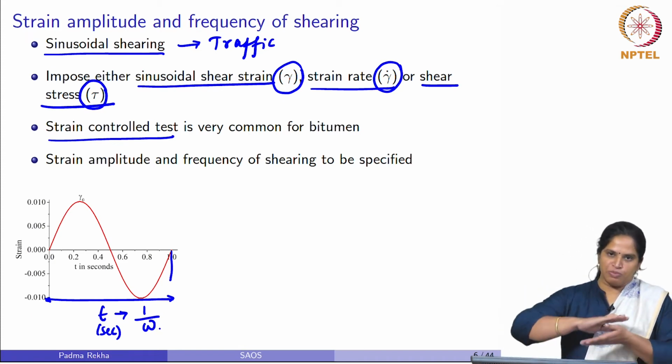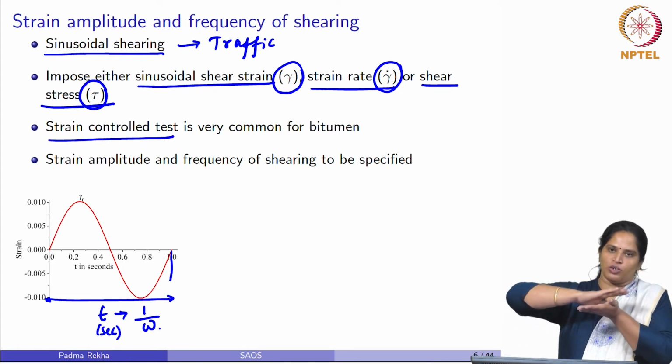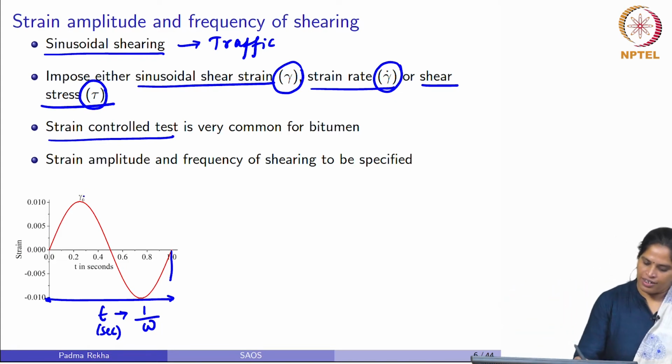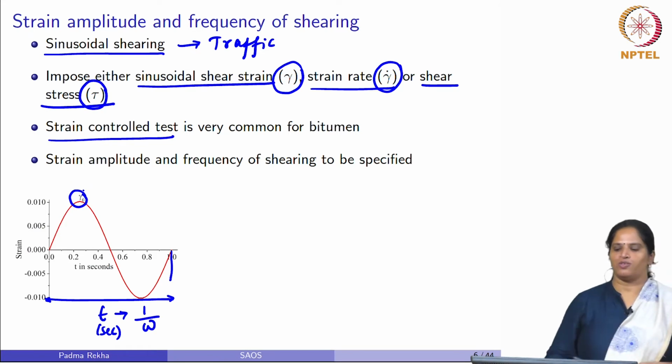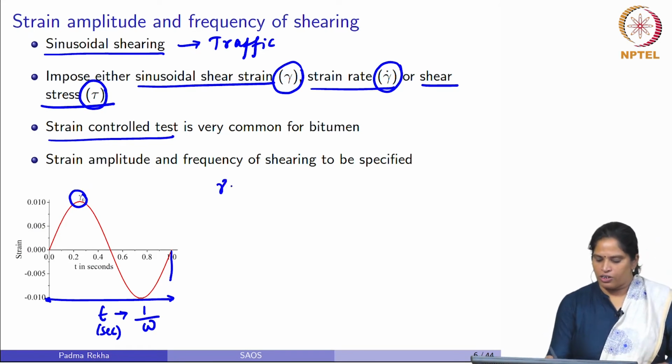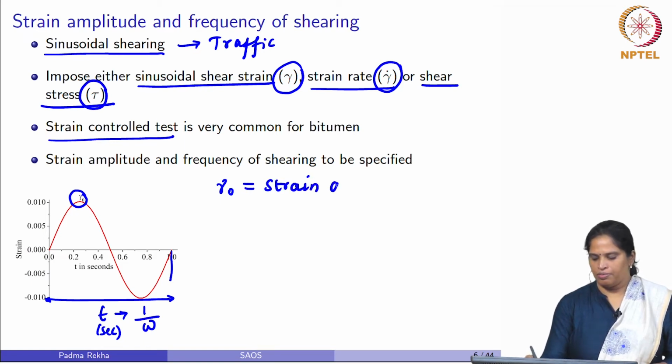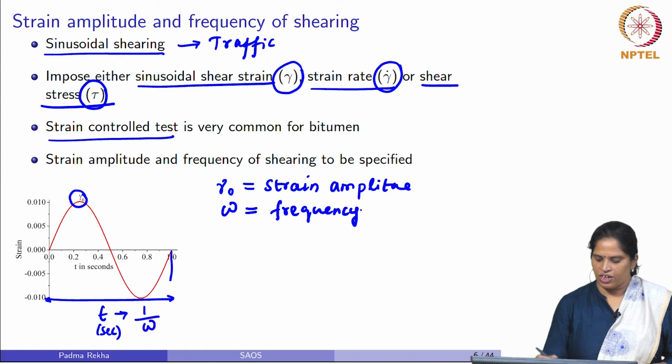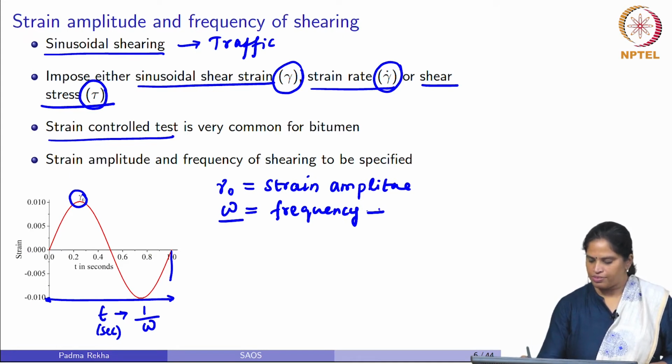and the maximum deformation you subject when you are oscillating the plate is defined by giving a strain amplitude. So, gamma naught here is the strain amplitude or peak value, and omega here is defined as the frequency. This frequency can be related to the speed of a vehicle.